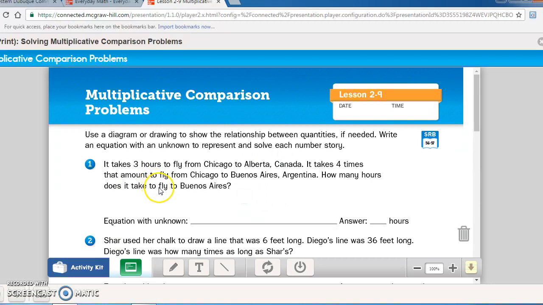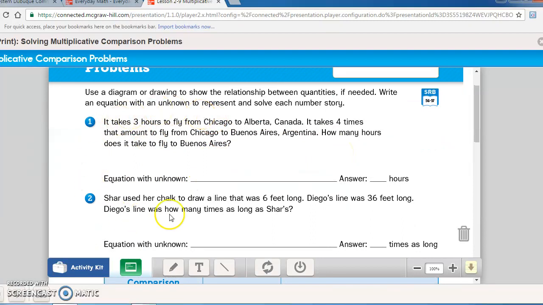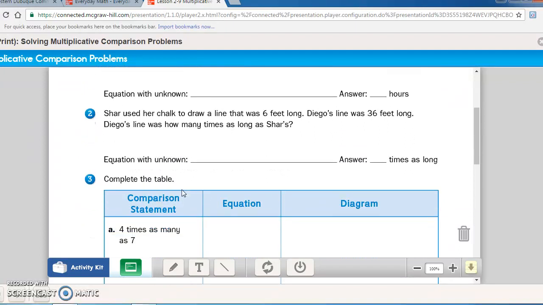All right, you're going to go to page 55 in your math journal. And there is where it's telling you to use a diagram or drawing to show the relationship between quantities, if needed, and then write an equation with an unknown to represent and solve each number story. So this is the problem that we just did on the other page. I want you to look at number 2. And it says, Shar used her chalk to draw a line that was 6 feet long. Diego's line was 36 feet long. Diego's line was how many times as long as Shar?